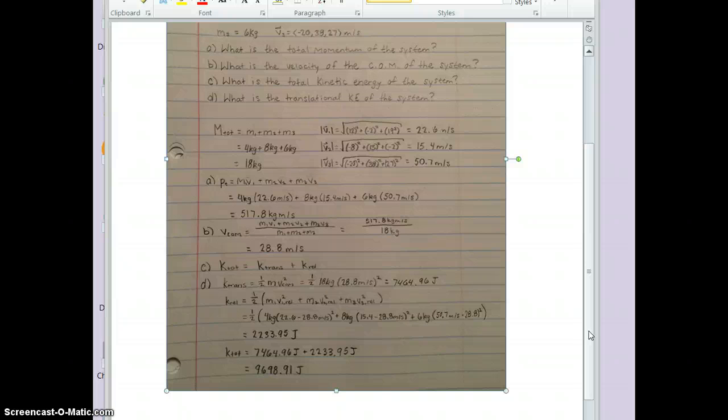So we plug both of those numbers back in for the total kinetic energy. And that is 7,464.96 joules plus 2,233.95 joules. And that gives us our total kinetic energy of 9,698.91 joules.